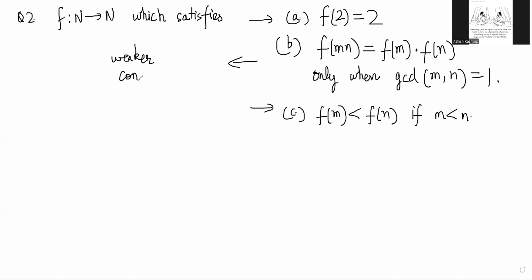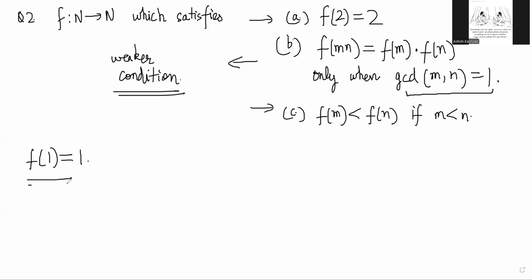Why is it a weaker condition? Because earlier we said that the function was multiplicative for all m and n. Now we are saying that it is multiplicative only when m and n are relatively prime to each other, right? So following the previous problem, we can easily get f of 1 is equal to 1. You put m and n equal to 1, you will get f of 1 is equal to 1. But now we can't say that f of 4 is equal to 4.